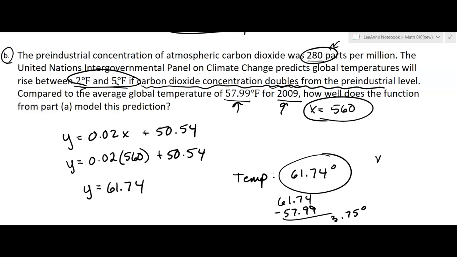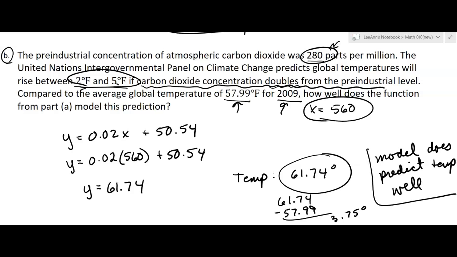So the model does predict temperature well, I guess. It says how well does it? Well, it does a pretty good job. Okay? That one was a little tricky.